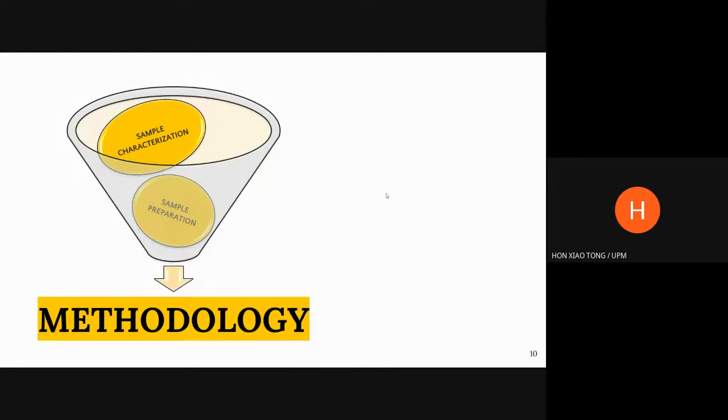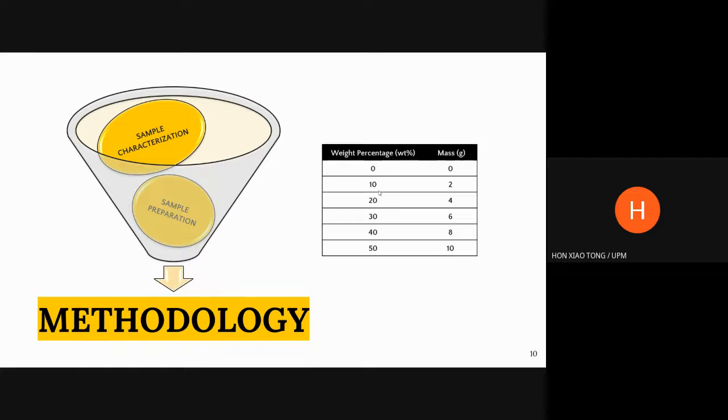And now let's move to the methodology part. I have divided my methodology into two parts, which is sample preparation and sample characterization. And the table shows the mass required for each particular weight percentage of PP concentration used respectively.